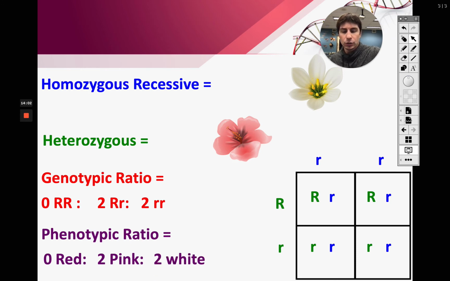Okay? So you guys can see the difference between complete dominance and incomplete dominance, given that complete dominance we have 2 phenotypes. Incomplete dominance we have 3 phenotypes because of that blend of the heterozygous.